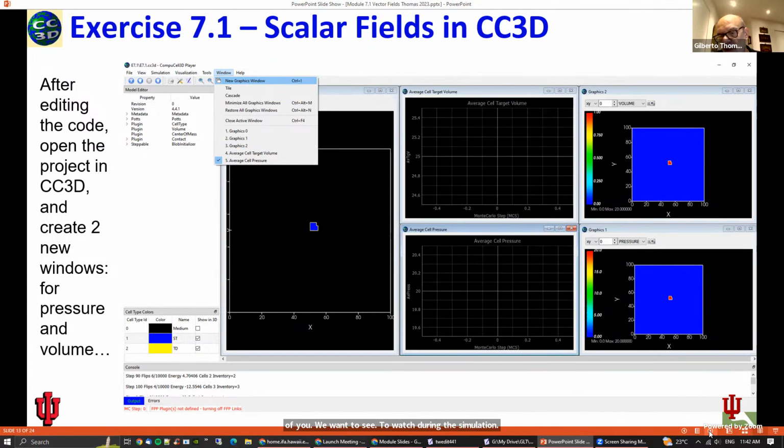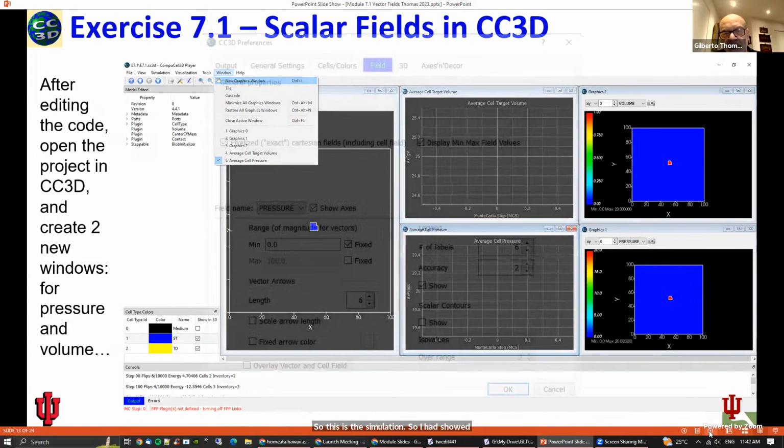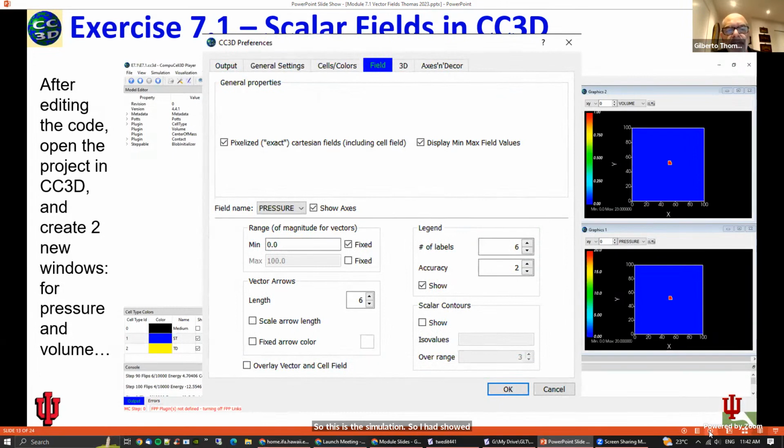So I had showed you, I got a little bit lost because of the glitch in network. And one thing I forgot to say, in the simulation window, we can adjust a lot of things about these fields in the CC3D preference. Let me show you, where is that thing?